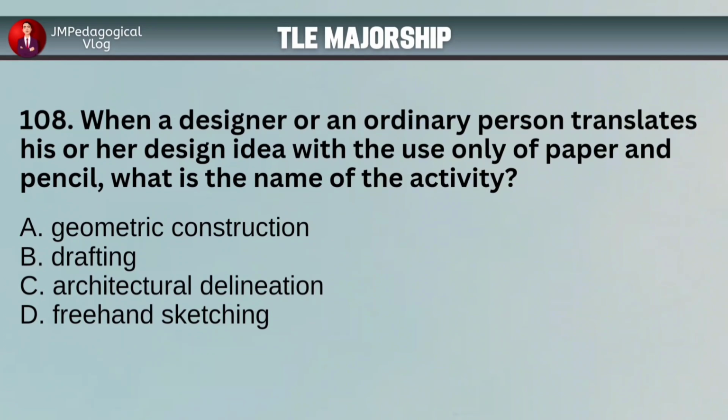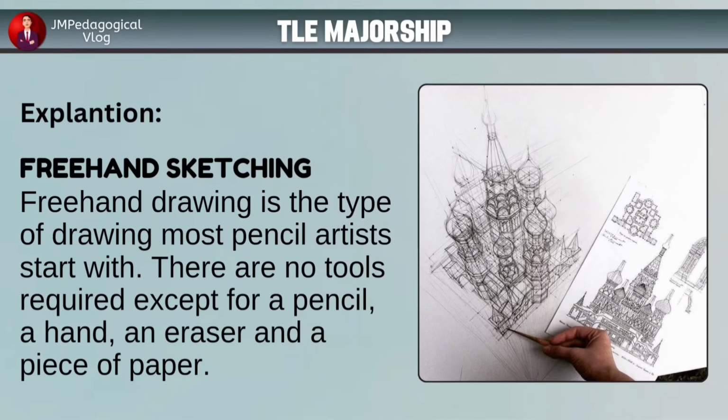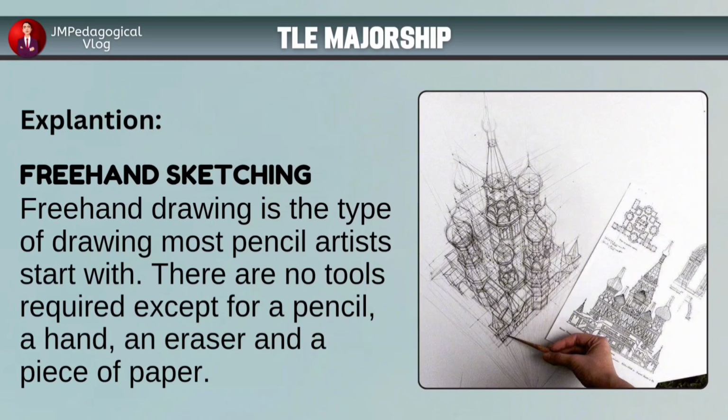108. When a designer or an ordinary person translates his or her design idea, with the use only of paper and pencil, what is the name of the activity? A. Geometric construction, B. Drafting, C. Architectural delineation, D. Freehand sketching. D. Freehand sketching. Explanation. Freehand drawing is the type of drawing most pencil artists start with. There are no tools required except for a pencil, a hand, an eraser and a piece of paper.